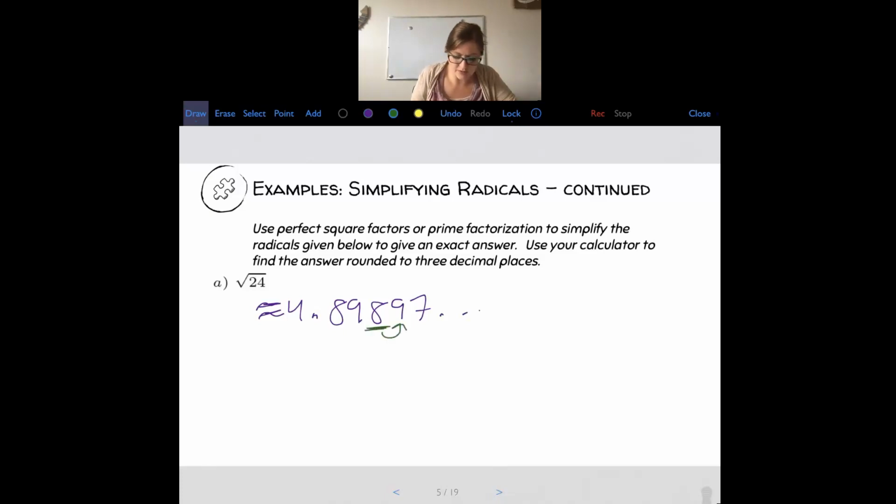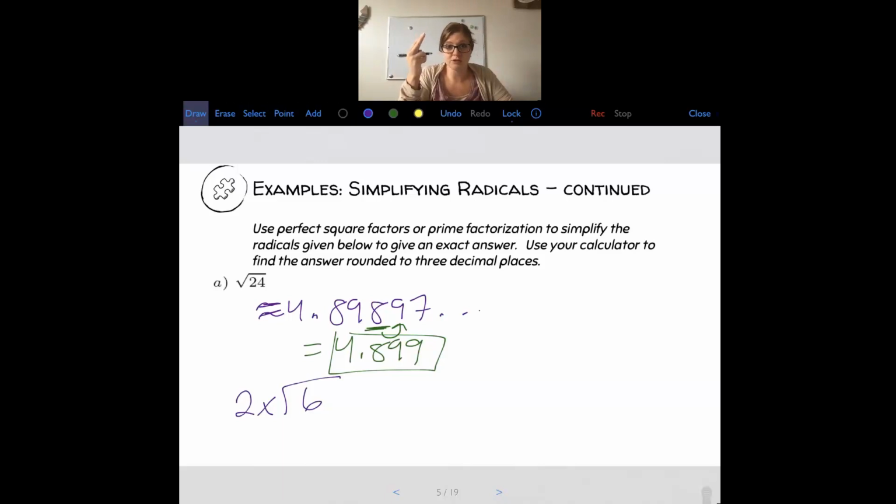We look next door. If the number next to it is 5 or higher, it causes the number in the third decimal position to go up 1. Okay, so since it's a 9 right next to it, the 8 is going to go up 1 to a 9. And then also, if you put 2 radical 6 in your calculator, you would put it in as 2 times the square root of 6. When those are next to each other, it means multiplication. And we would get the same answer.